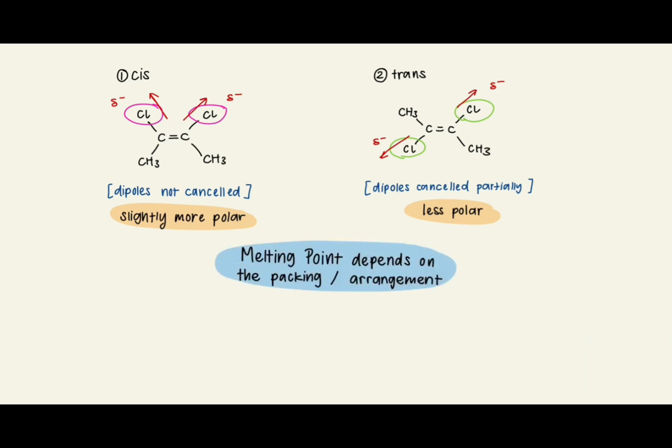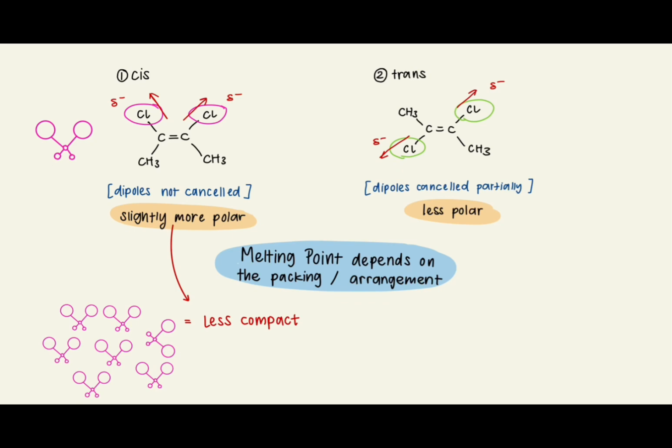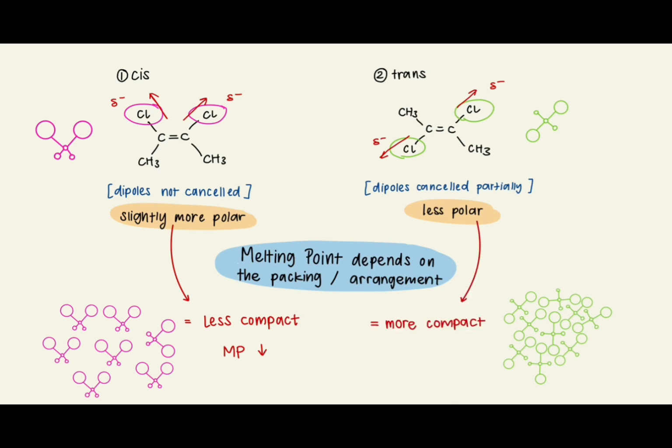Many would suggest that the melting points of the isomers would behave in a similar way to the boiling point. However, the melting points actually depend on the packing or arrangement of cis and trans isomers. So when we represent the cis isomer in this way and arrange it together, there would be many gaps that could be found in between, meaning that it is less compact, so less energy is required to break them apart, lowering the melting point. However, when we represent the trans isomer this way and arrange it together, fewer gaps can be found in between, meaning that it is more compact and more energy would be required to break them apart, causing an increase in melting points.